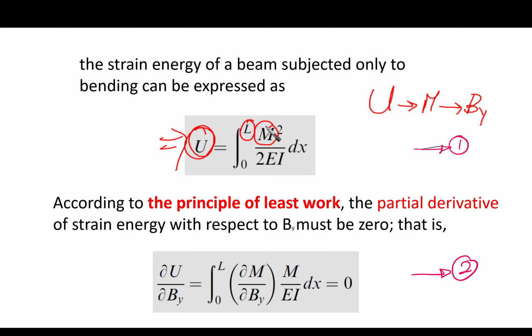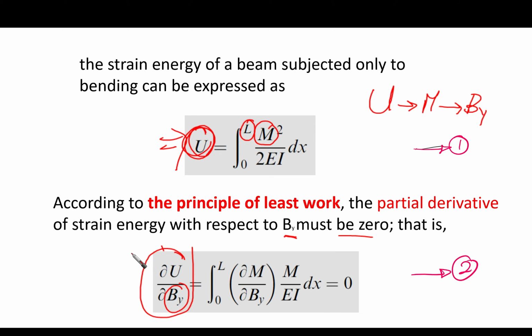This M is the moment at each point along the beam. According to the principle of least work, the partial derivative of the strain energy with respect to By must equal what? 0. So we are going to take this strain energy and differentiate it with respect to what? With respect to By. Take care, with respect to By, not X.